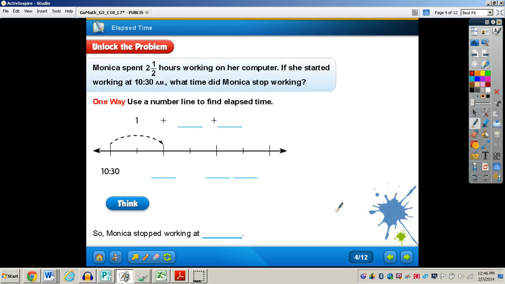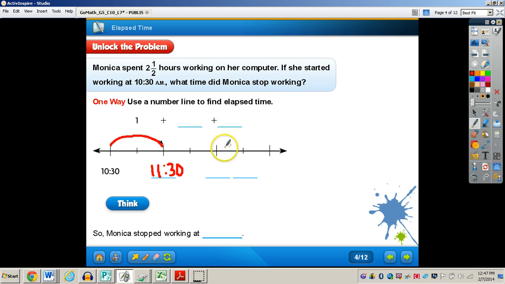Now we're going to take a look at a number line to find elapsed time. The question here is Monica spent 2.5 hours working on her computer. If she started working at 10:30 a.m., what time did Monica stop working? We know she worked 2.5 hours, so using a number line, we've already gone 1 hour. 1 hour from 10:30 would be 11:30. So that's 1.